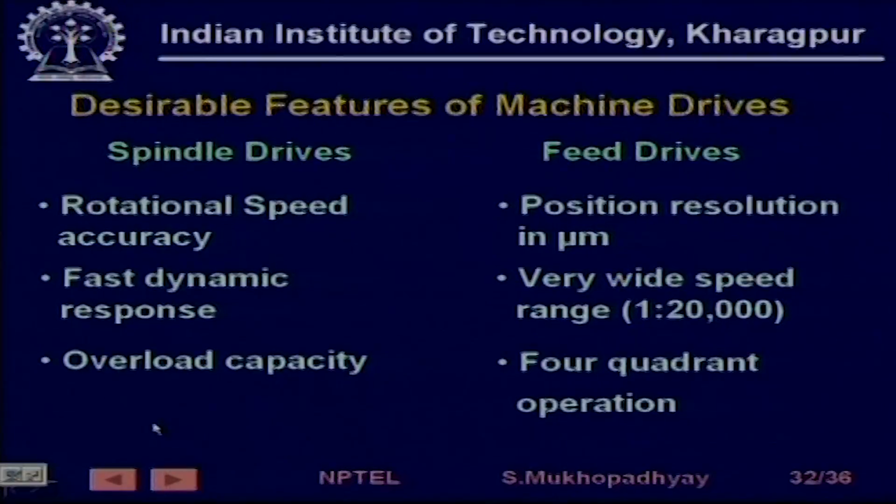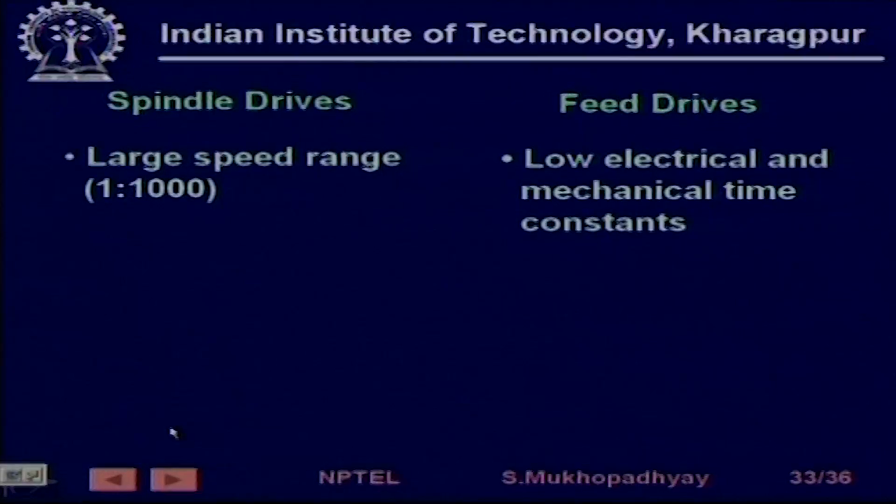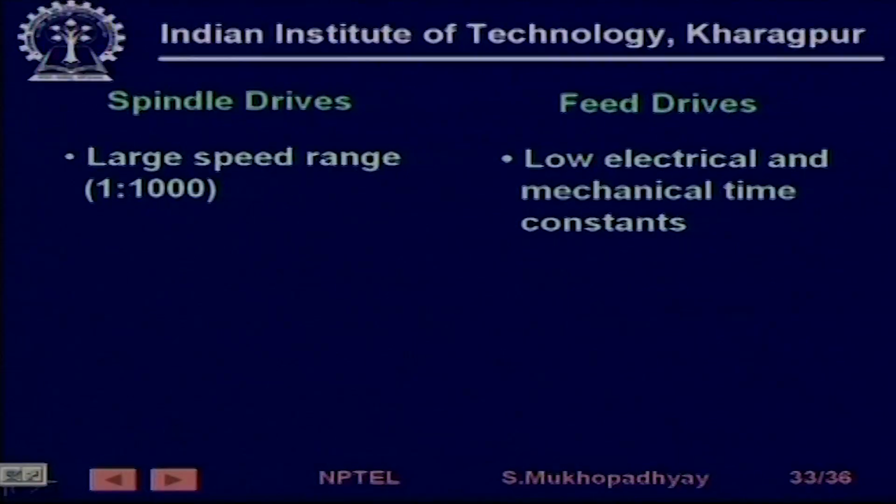Similarly, for overload capacity and 4 quadrant operation, feed drives, because they need very good positional accuracy, always have to have 4 quadrant operation, while spindle drives generally do not require that. They have unidirectional motion, 2 quadrant motion is enough, and very high speed braking etc. are not needed at all. But there can be large overloads encountered, especially due to material inhomogeneity. So, while the speed range should be large, it need not be excessively large.